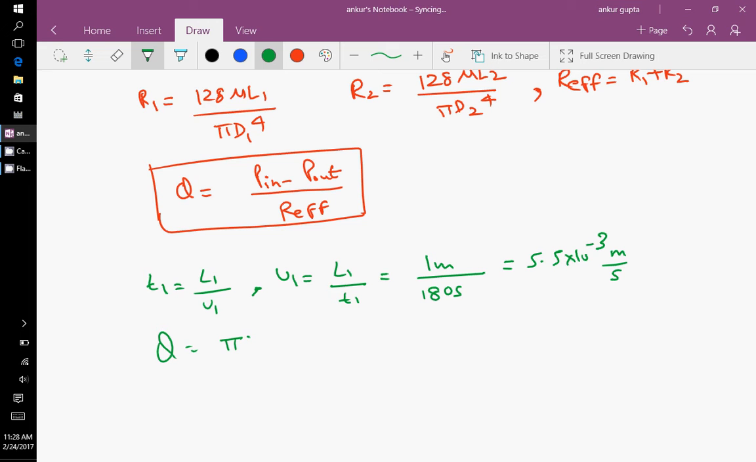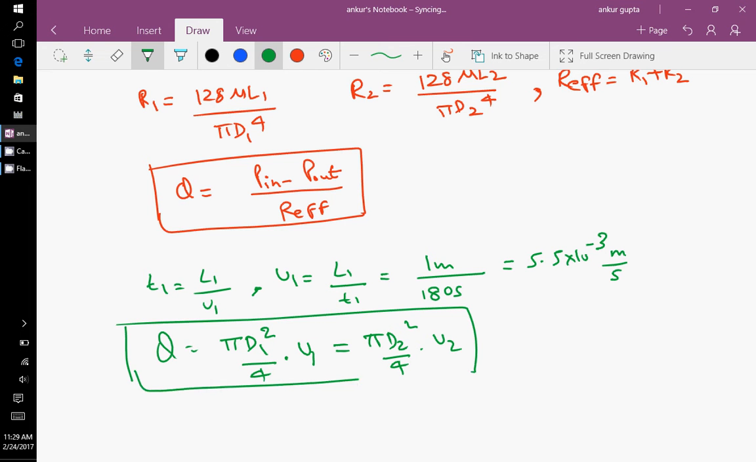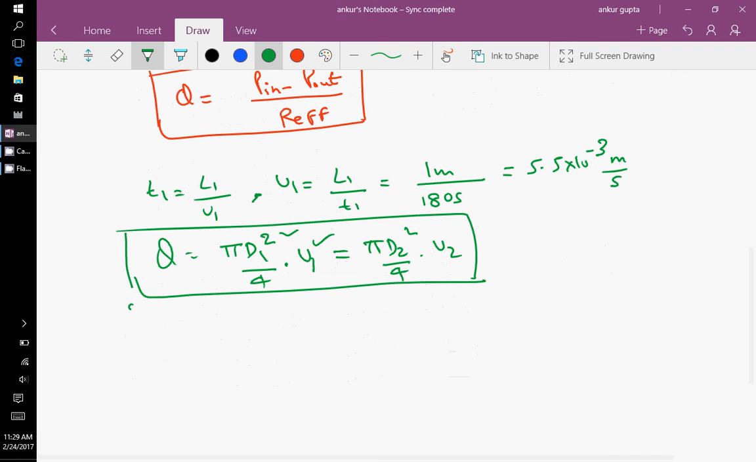So we can write that pi d1 square by 4, which is the cross sectional area of the first pipe, into velocity in the first pipe, is equal to pi d2 square by 4 into u2. I hope this makes sense because the flow rate is same in both the pipes. Now here we know d1, we know u1, but we don't know d2 or u2. So we cannot really calculate something for the second pipe, but we can at least calculate the flow rate based on the information from the first pipe.